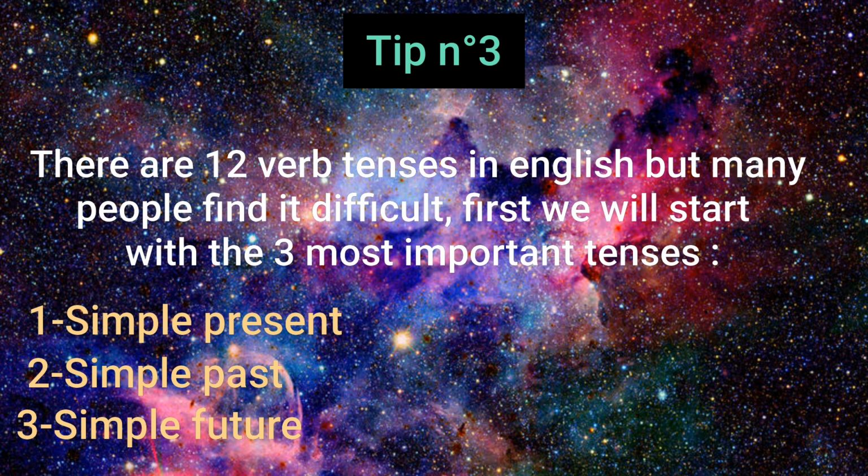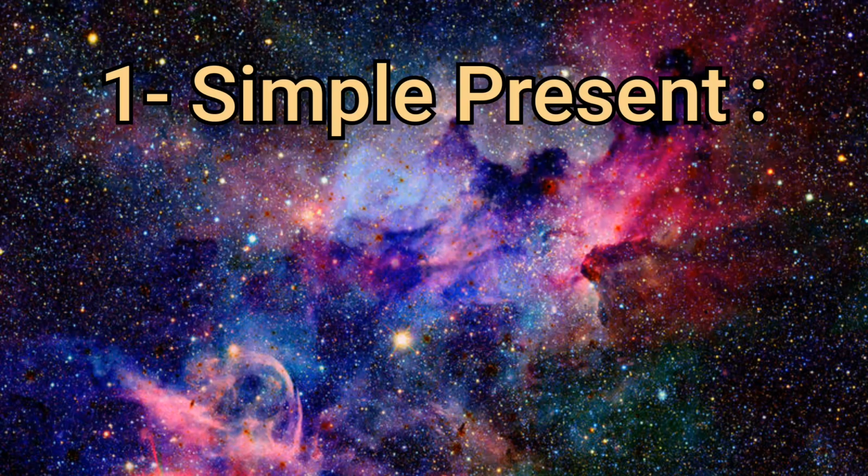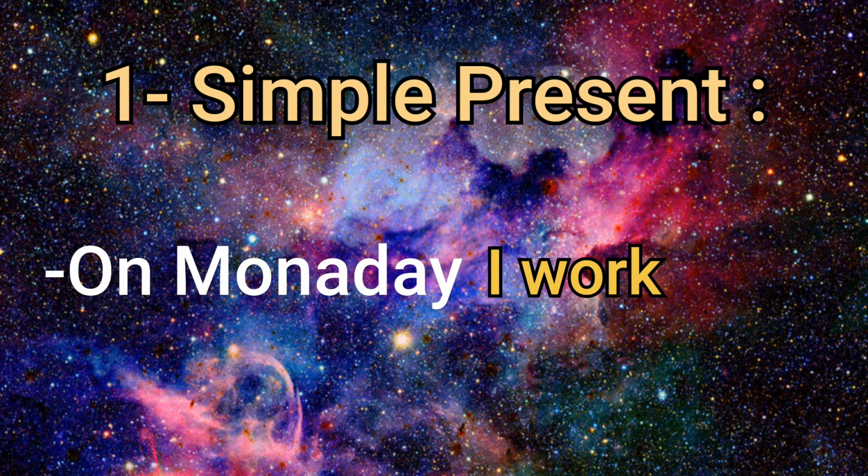These 3 verb tenses are the tenses you should learn first. Okay? So, learn 1, 2, 3. Here is the simple present. On Monday, I work. The verb work is in the simple present tense. So, work is the verb and it is in the simple present tense. So, right now, on Mondays, I work.